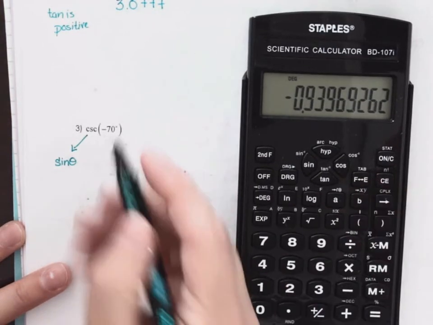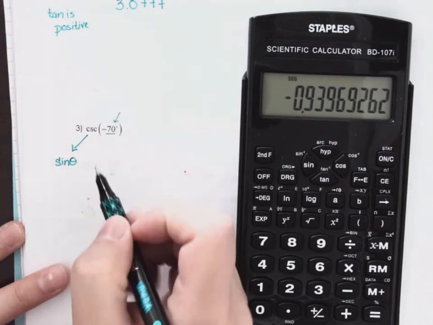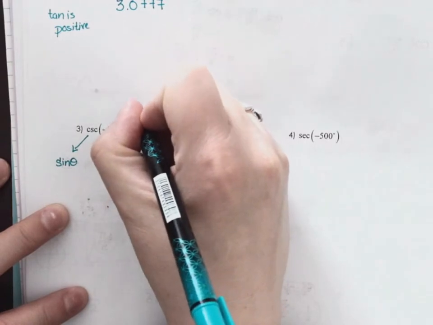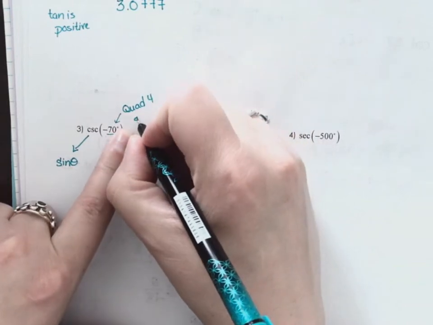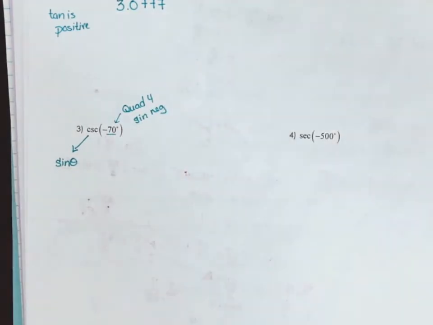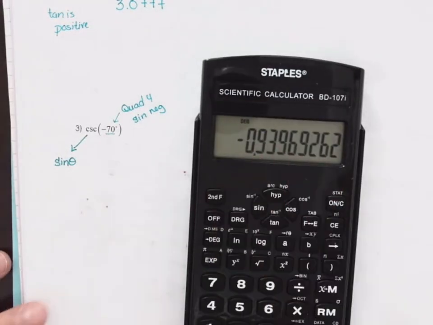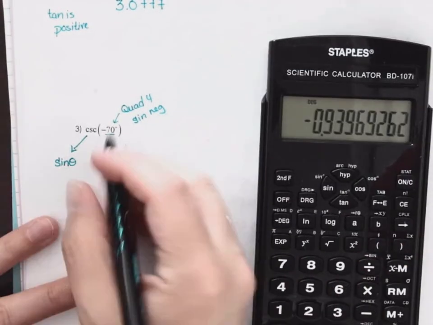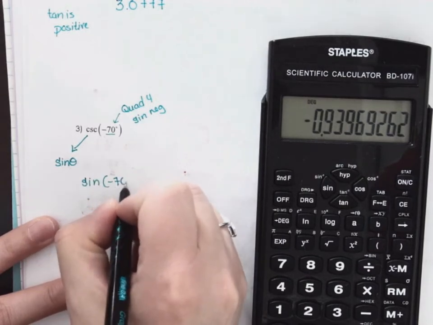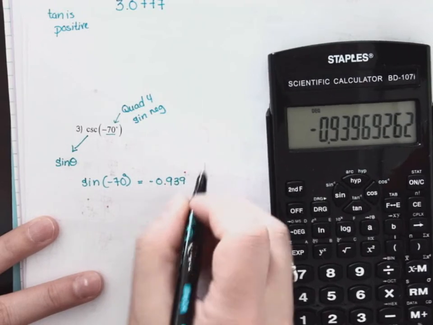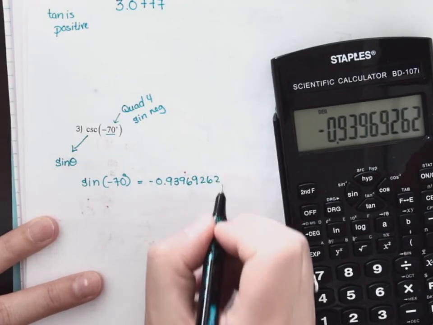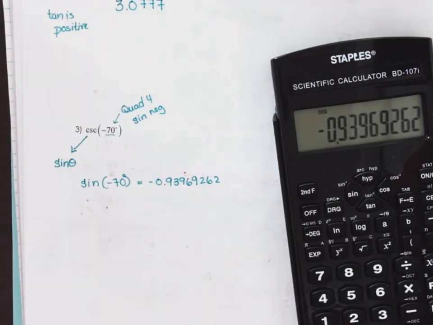Okay. Where would you anticipate negative 70 to be? What quadrant? That would be in quadrant 4. And what would we anticipate sine in quadrant 4 being? Sine should be negative, right? So I get an answer that's negative, which is pretty cool. So sine of negative 70 degrees gives me an answer of negative 0.93969262. You're like, you said 4 decimal places. That's not my final answer. How do I do the reciprocal of that?